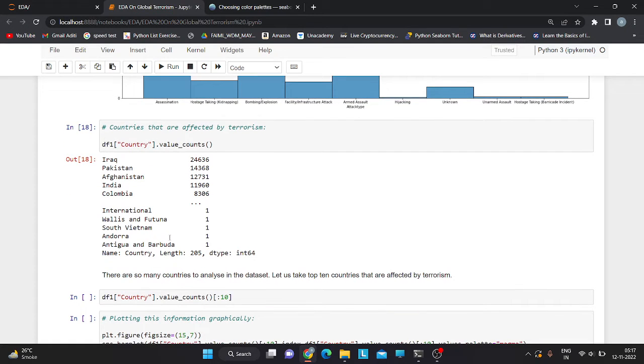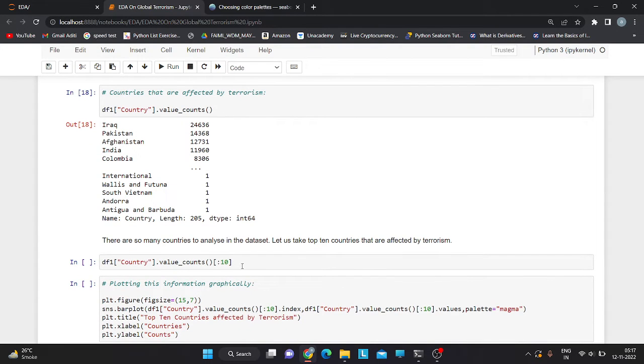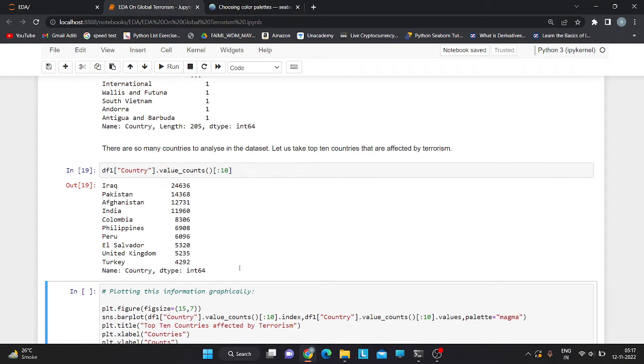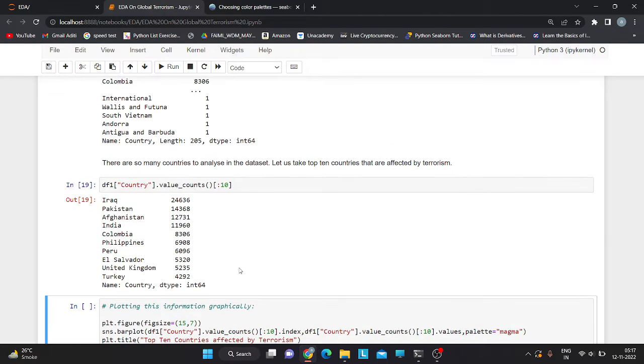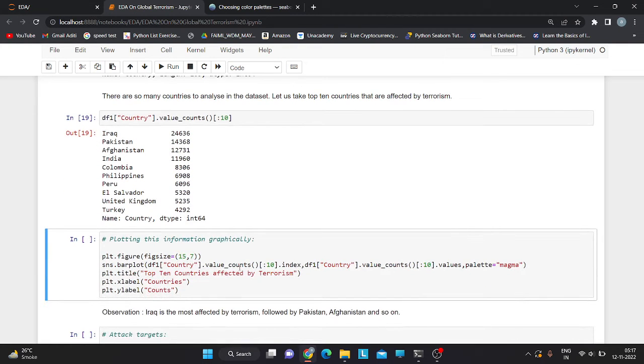So we will only consider the top 10 countries to make our analysis simple. We are going to take .value_counts() with slicing 0 to 10. See the top 10 countries. Iraq is the first country wherein there is a lot of terrorism, followed by Pakistan, which is affected by terrorism, Afghanistan, India, and so on. Now we are going to plot this information graphically.